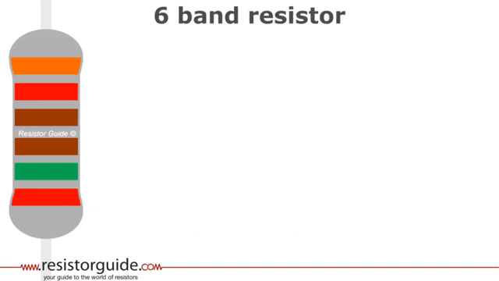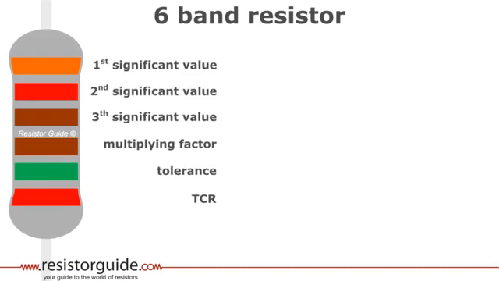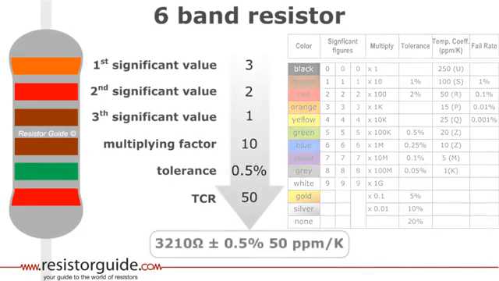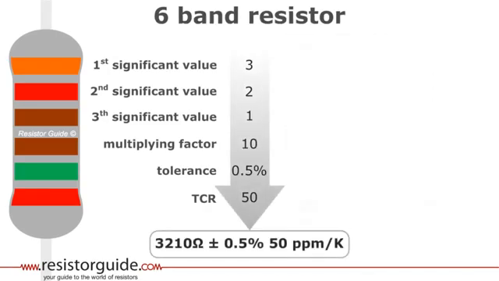Normally the bands represent the first significant value, the second significant value, the third significant value, the multiplying factor, the tolerance, and the temperature coefficient of resistance. However, for military specifications, sometimes the failure rate is used. The different values can be read from the table, and the final resistor value is 3210 ohms with a tolerance of 5% and a temperature coefficient of 50 ppm per Kelvin.